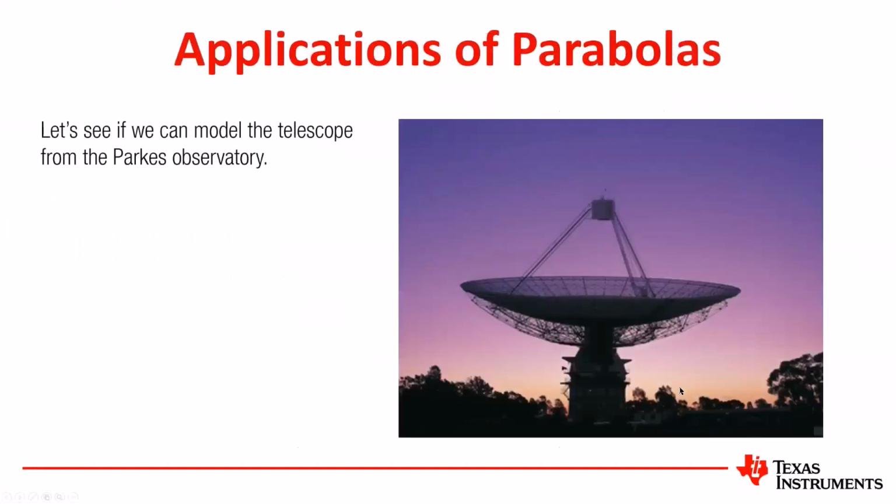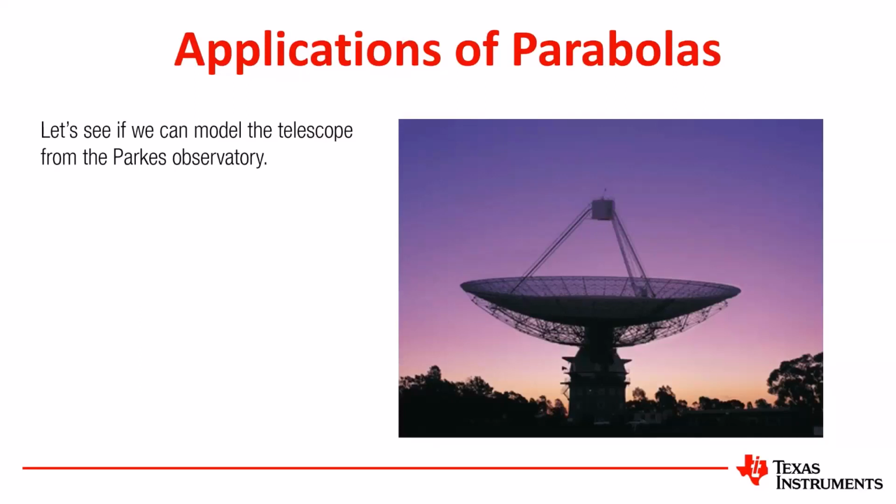Let's see if we can model that lovely telescope at Parks. That's the sort of stuff that we normally do, right? We get some sort of a curve shape and say, oh, it looks like a U-shaped curve. It's a car headlight, it's a reflector telescope, and various other curve shapes that we like to label parabolas. But why are they parabolic? And what properties of our parabola are they actually using?